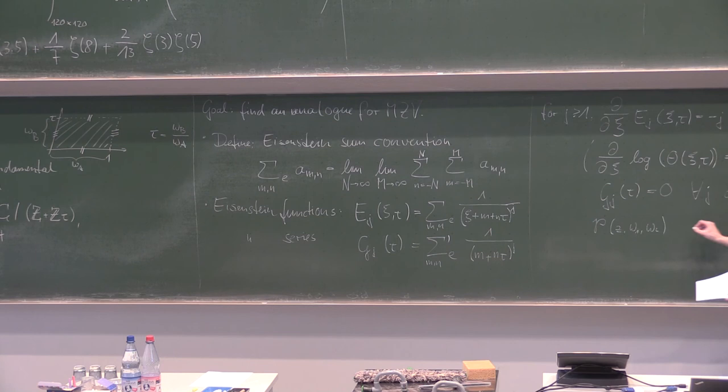And then the Weierstrass P function is defined again as a lattice sum, where I exclude the zero, of 1 over (z plus m w1 plus n w2) squared minus 1 over (m w1 plus n w2) squared. So that is, one can show, the unique way of generalizing 1 over z squared to something which is periodic on the fundamental domain. There is no other way of doing so.